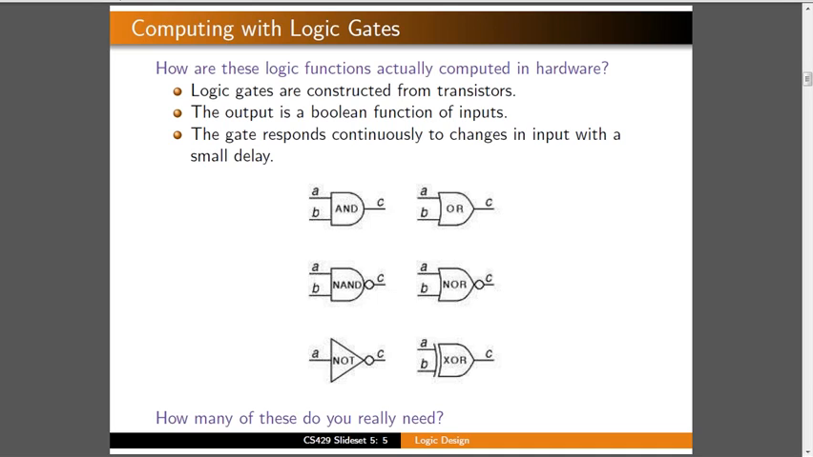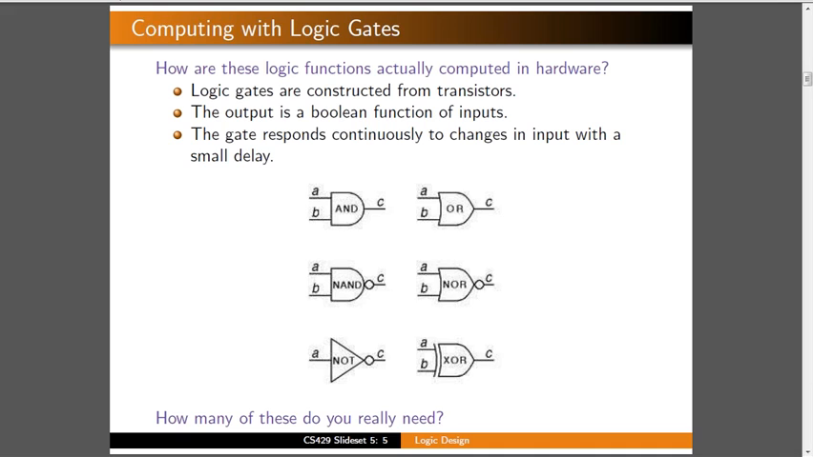Then these are the logic gates. How to compute with logic gates? How are these logic functions actually computed in hardware? Logic gates are constructed from transistors. The output is a Boolean function of the input. So these are the inputs and this is the output. The gate responds continuously to changes in input with a small delay.